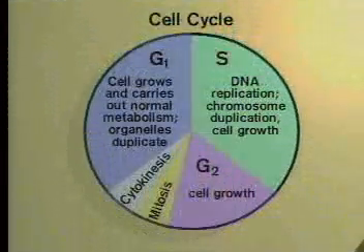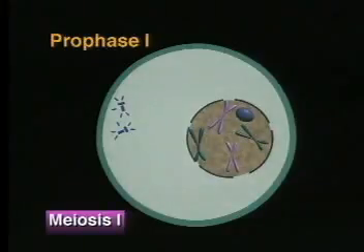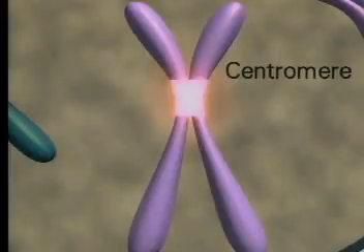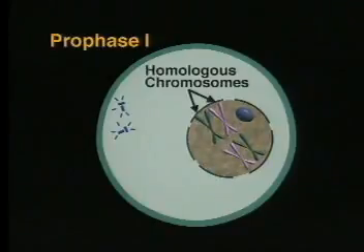Prior to meiosis, the chromosomes have replicated during the S or synthesis stage of interphase, just as they did in mitosis. When the chromosomes become visible at prophase 1, each one consists of two identical sister chromatids, joined by a centromere. The chromosomes now pair up with their homologous counterparts.